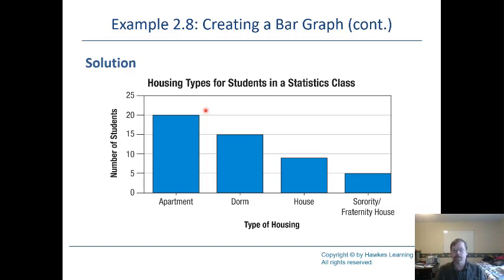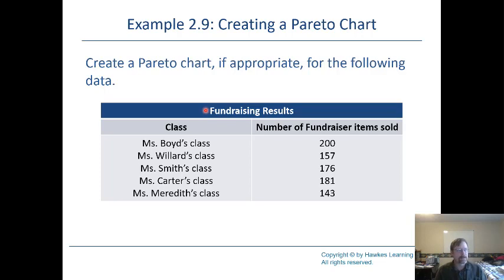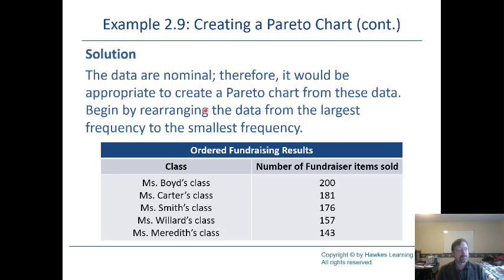Okay, so here's our next example. They want us to create a Pareto chart if it's appropriate for the following data. So the first thought is, is this appropriate? Does the order matter? Will it be harder to interpret if I change the order of which classroom I present first? No, it's not. So it makes sense to rearrange this from the largest down to the smallest. So like so.